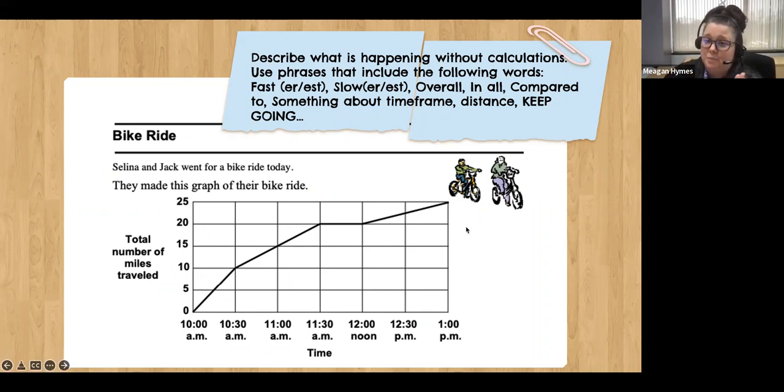Again, I haven't asked them to solve anything with numbers, if you notice. I haven't given them an equation or asked them to come up with an equation. All I'm doing is asking them to describe things with language. With this one here, I would say to them, describe what is happening without calculations. I'm not focusing on the number piece or the mathematical piece. What I want them to do is describe using language: faster, slower, overall, compared to, time frame. Keep pushing that language.